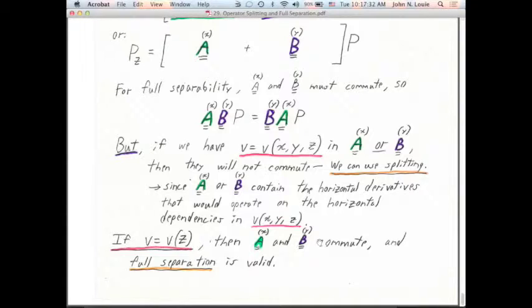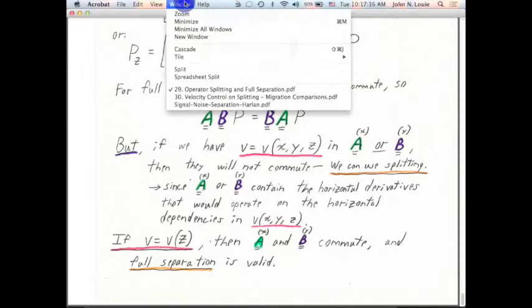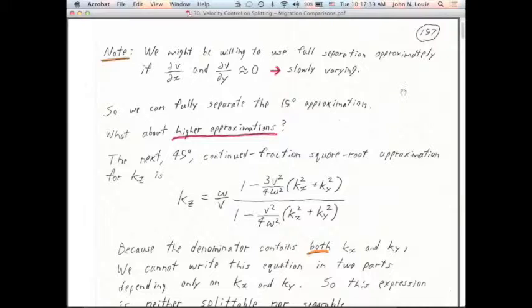So for time migration, we have to go to number 30. I split these in a bad place. We go to number 30, and we see that if dv dx and dv dy are close to zero, but not exactly zero, if they're slowly varying, if we would be willing to use a thin lens term, because they're slowly varying, then full separation is not going to be that far off. That explains the utility of time migration. You can always split it, but you can't always fully separate it.